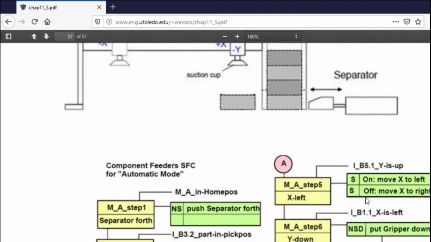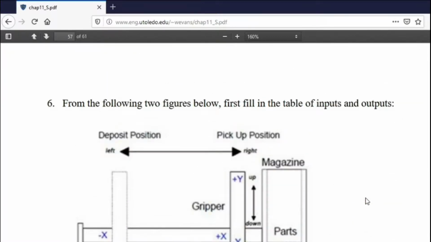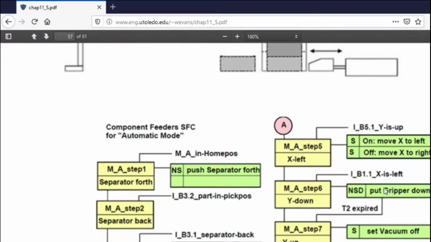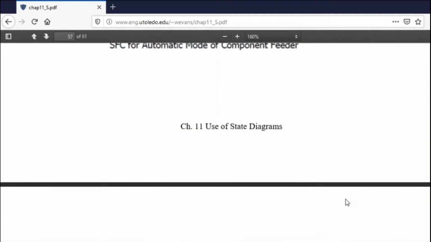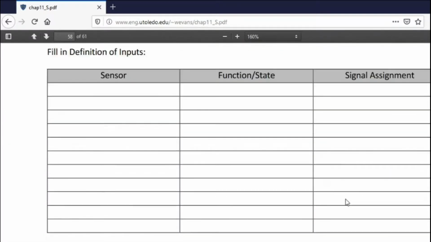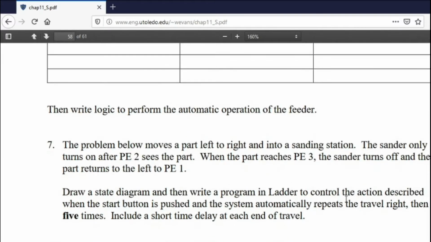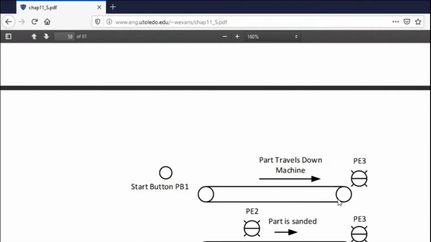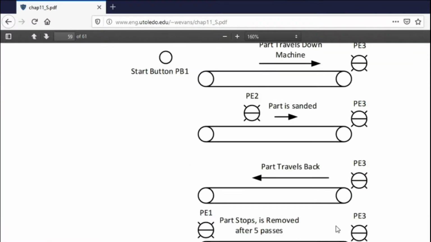This is a problem that I actually asked in a test. Going back and looking at this project and this chapter, it asks you to come up with an I/O list. So basically, let's find the inputs, find the outputs, and that would be all we would do there. And this one is a sanding operation, and it goes down and travels back and forth, and it passes a part here, goes by and sands it 5 times, going in the same direction and sanding it each time.